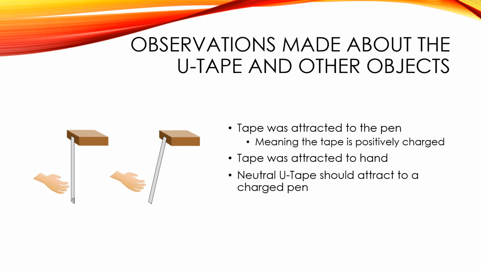Before the experiment, we learned from testing the charged tape with our hands and a negatively charged pen that the tape itself is positively charged. The tape was attracted to a pen that is stated to be negatively charged, therefore we know that the tape is positively charged because opposite charges attract. We also determined that a neutrally charged piece of tape would temporarily become positively charged when next to a negatively charged pen.